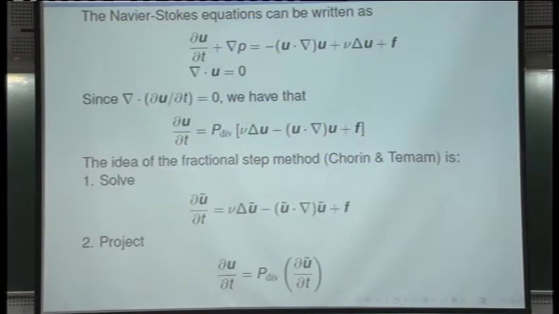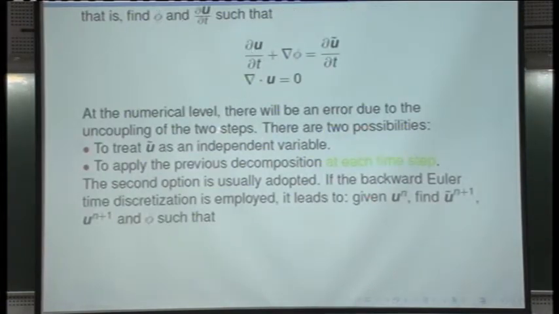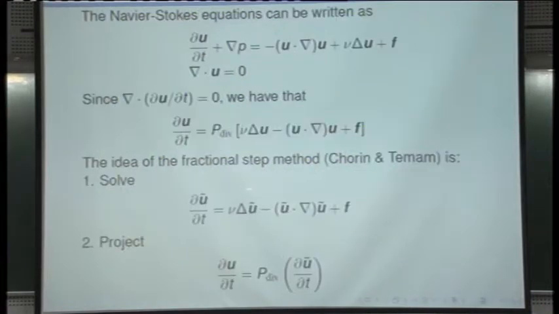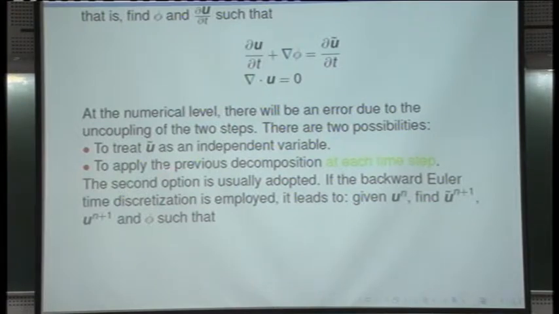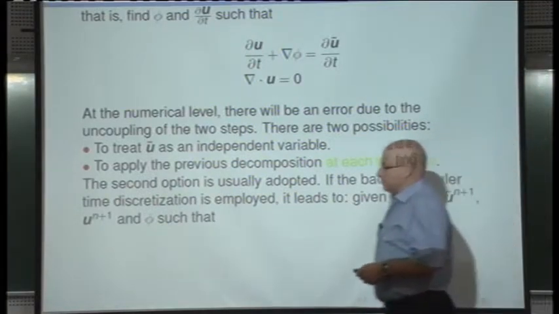You understand? So at the numerical level, when we implement exactly what he said here, there will be an error due to the uncoupling of the two steps. Okay? And in fact, there are two possibilities. One is to treat u tilde as an independent variable and to track u tilde everywhere. And the other, which is the most used one, is to apply the previous decomposition on each time step. What do I mean by that? I mean the following.